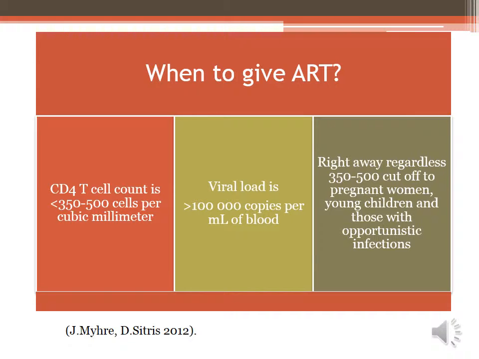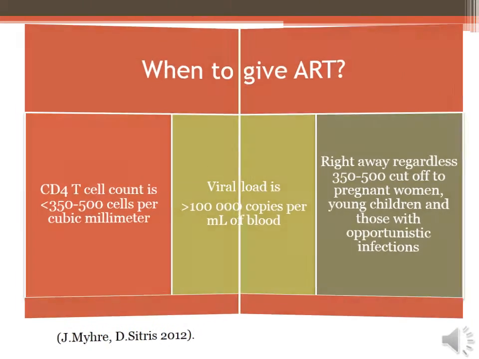CD4 T cells are the marker to indicate the immune system level. When the CD4 T cell count is less than 500 cells per cubic millimeter, highly active antiretroviral therapy (HAART) will be given. HAART will also be given when the viral load is more than 100,000 copies per ml of blood. However, HAART is given right away, regardless of the 350 to 500 cutoff, to pregnant women, young children, and those with opportunistic infections.